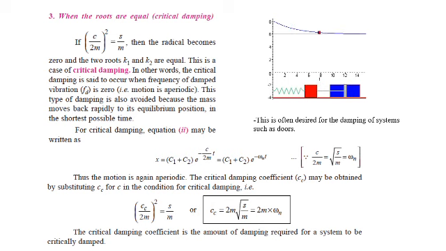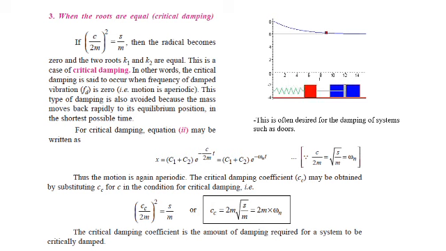In case of critical damping, the mass will come rapidly to its original position. In other words, critical damping is said to occur when the frequency of damped vibration is 0. When these roots are equal, frequency of damped vibration is 0. The motion is also called aperiodic. This type of damping is also avoided because the mass moves back rapidly to its equilibrium position in the shortest possible time. But in some cases we require this condition also, critical damping.